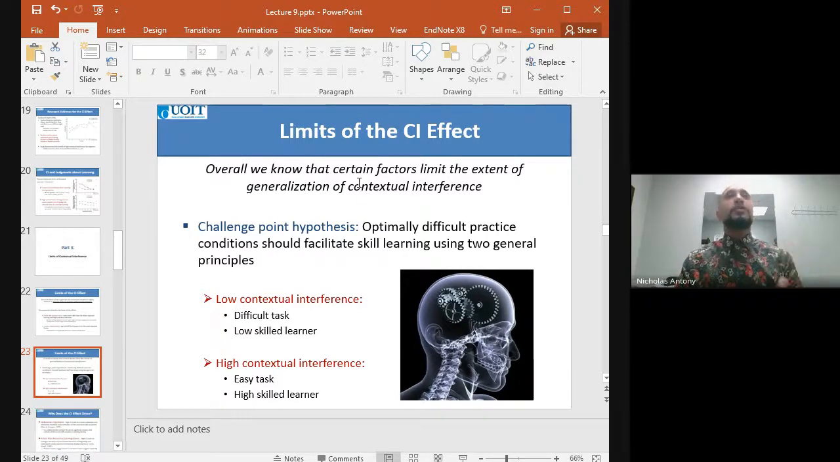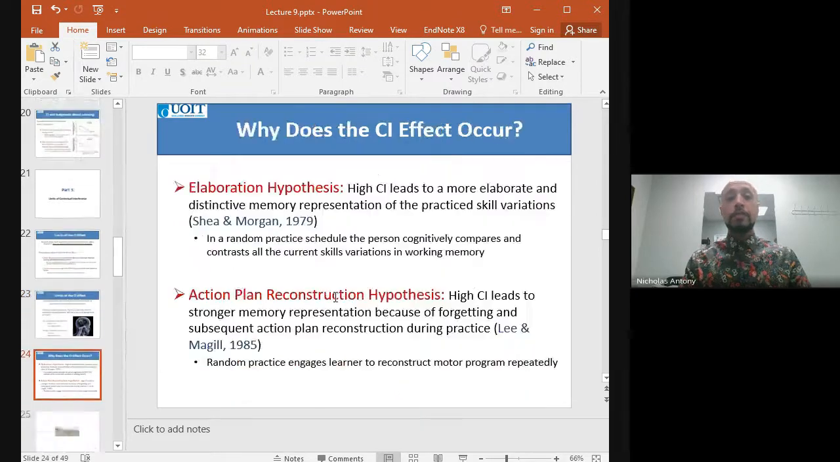this limit of contextual interference is called the challenge point hypothesis. So you want to evaluate the skill and the learners before just implementing random practice. With a difficult task or a low-skilled learner, you may want to start with low contextual interference just so that they develop the repetitions required to put together the gross motor pattern or coordination, and then you introduce high contextual interference. Does that make sense, everyone?